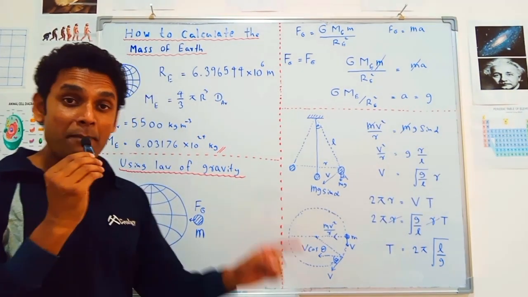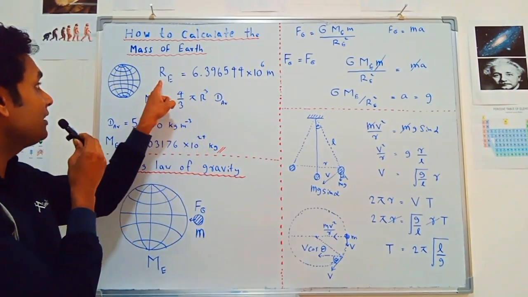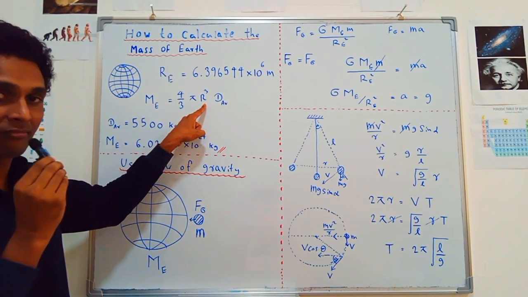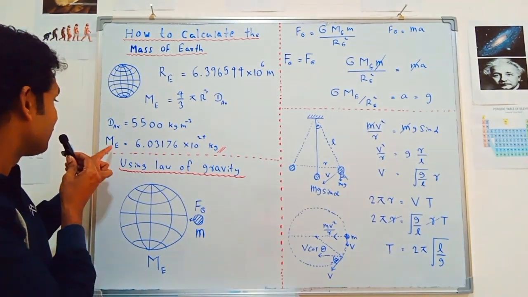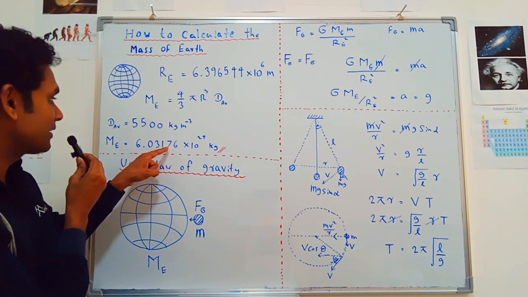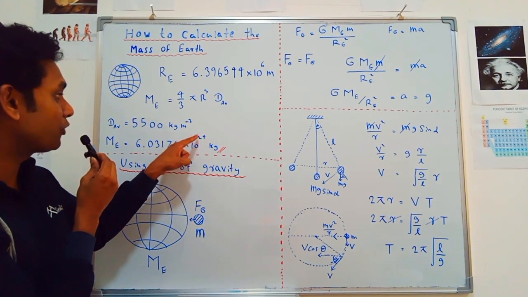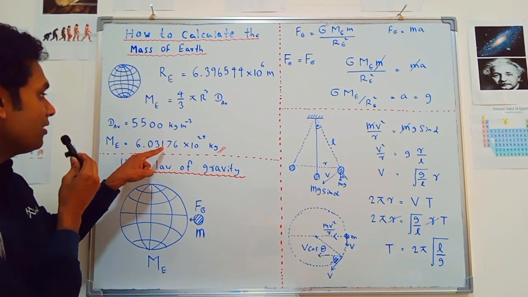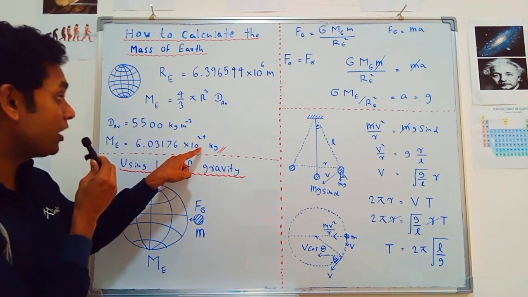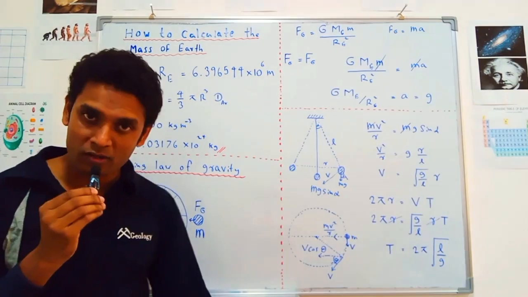So by applying this value and this radius value, we can calculate the Earth's mass as 6.03176 multiplied by 10 to the power 24 kilograms. That is the mass of the Earth.